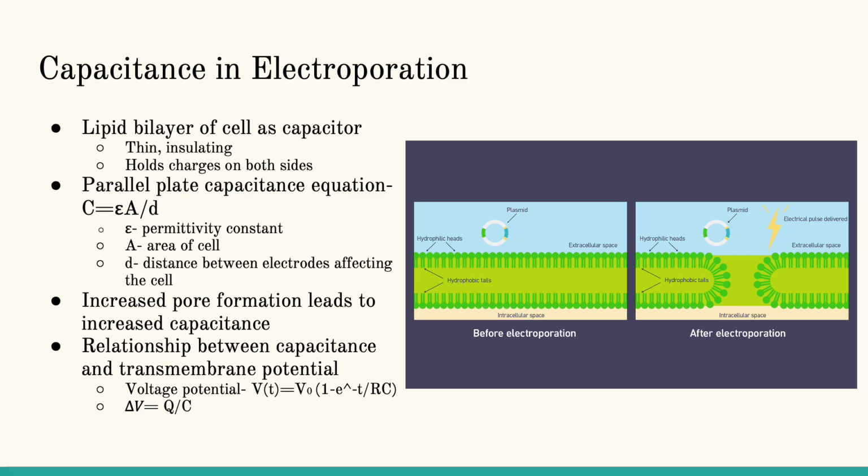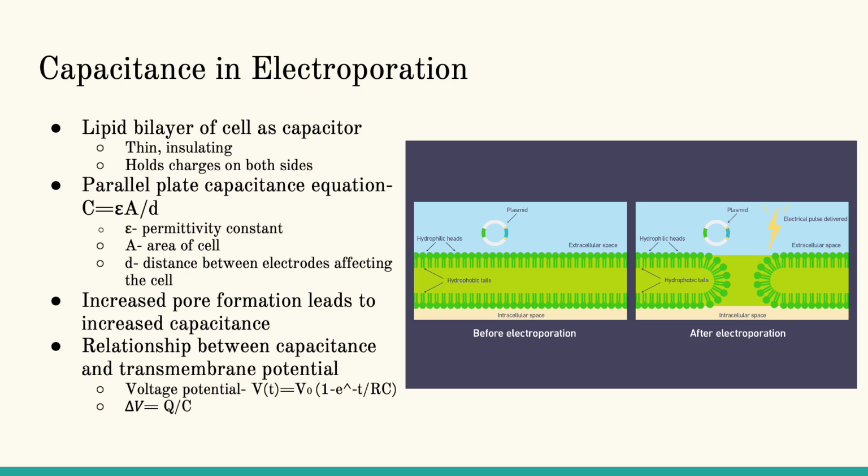This is shown in the equation where potential is equal to the charge of the field over the capacitance. Due to this relationship between the transmembrane potential and the capacitance, the high capacitance of the lipid bilayer means that a large electric field is required in order to raise the transmembrane potential to the level needed to cause irreversible electroporation for cancer treatment. As more pores form in electroporation, the cell capacitance increases due to the pores facilitating transport of molecules and charges. There is a large relationship between the voltage potential of pore formation and the capacitance.